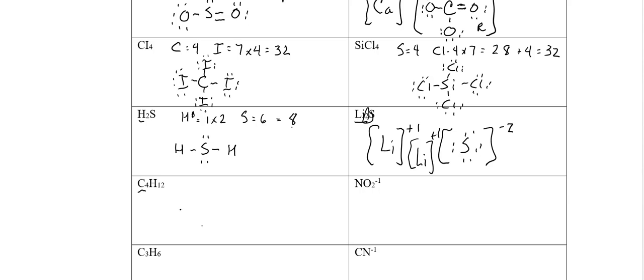Carbon chain. 4 times 4, 16. Hydrogen, 1 times 12 is 12. 28. Carbons all in a row, always, always. 2, 4, 6, 8, 10, 12, 14, 16, 18, 20, 22, 24, 26, 28.